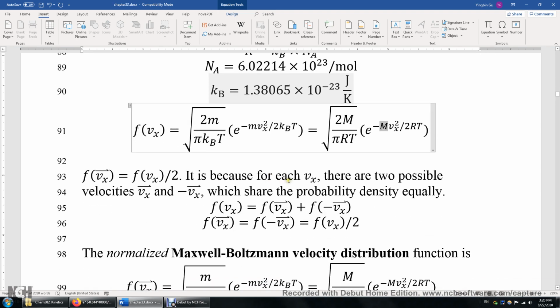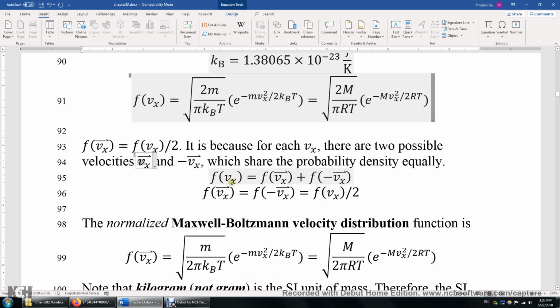Now let's look at the distribution of velocity. That's very simple. It's just 1/2, or 50%, of the probability density of speed. This is because for each speed, Vx, there are two possible velocities. It can be Vx positive and Vx negative. The particle may move towards the positive direction or the negative direction. And these two velocities have the same probability.